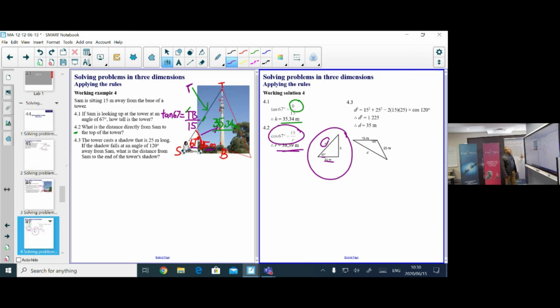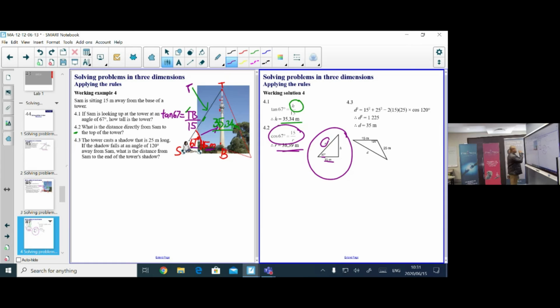So the last question on this says, the tower casts a shadow that is 25 meters long. If the shadow falls at an angle of 120 degrees away from Sam, what is the distance from Sam to the end of the tower's shadow? So another aspect of this kind of question is there's a lot of English, as you can see from the paragraphs of the question. So you need to listen carefully as you read the question so that you don't miss some subtle or hidden information in the process.